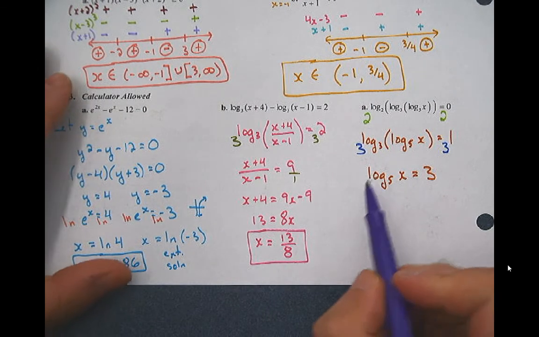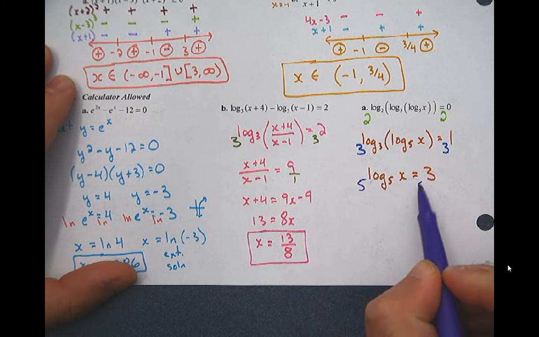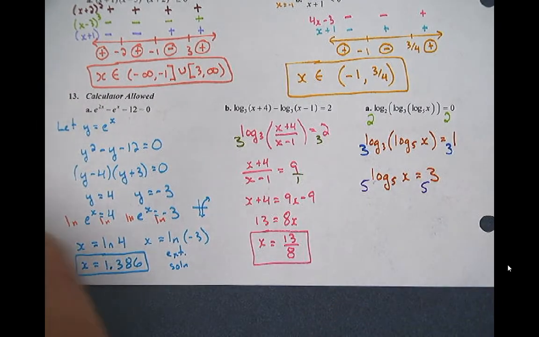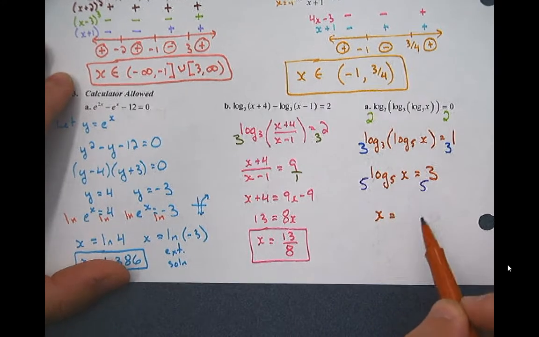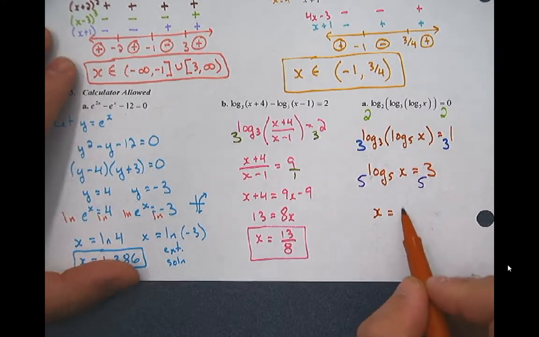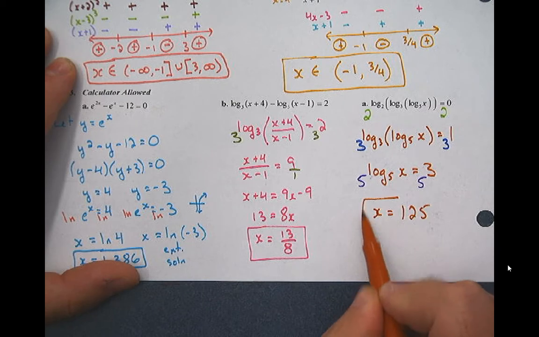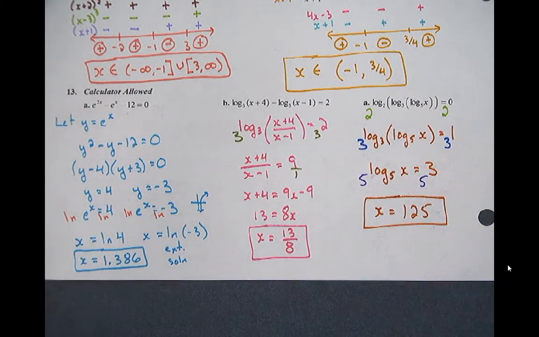Then we kill off a log base 5. Log base 5 is killed by 5 to the. Yeah, this one you didn't need a calculator for at all. X equals what's 5 to the 3rd? You should probably be able to figure that one out. 125.